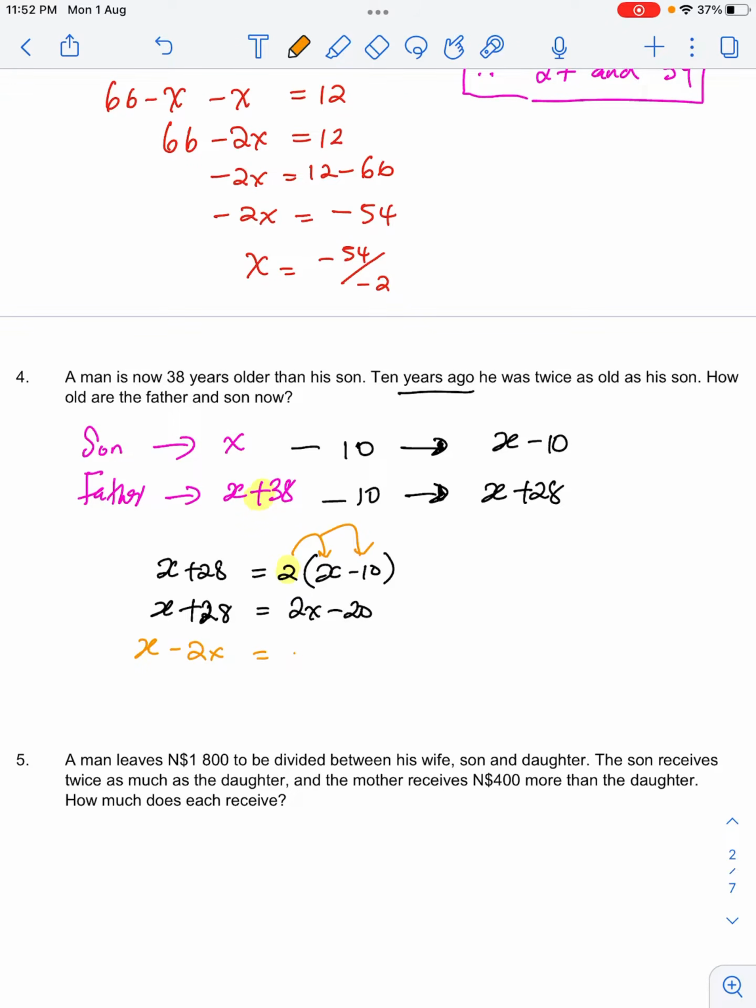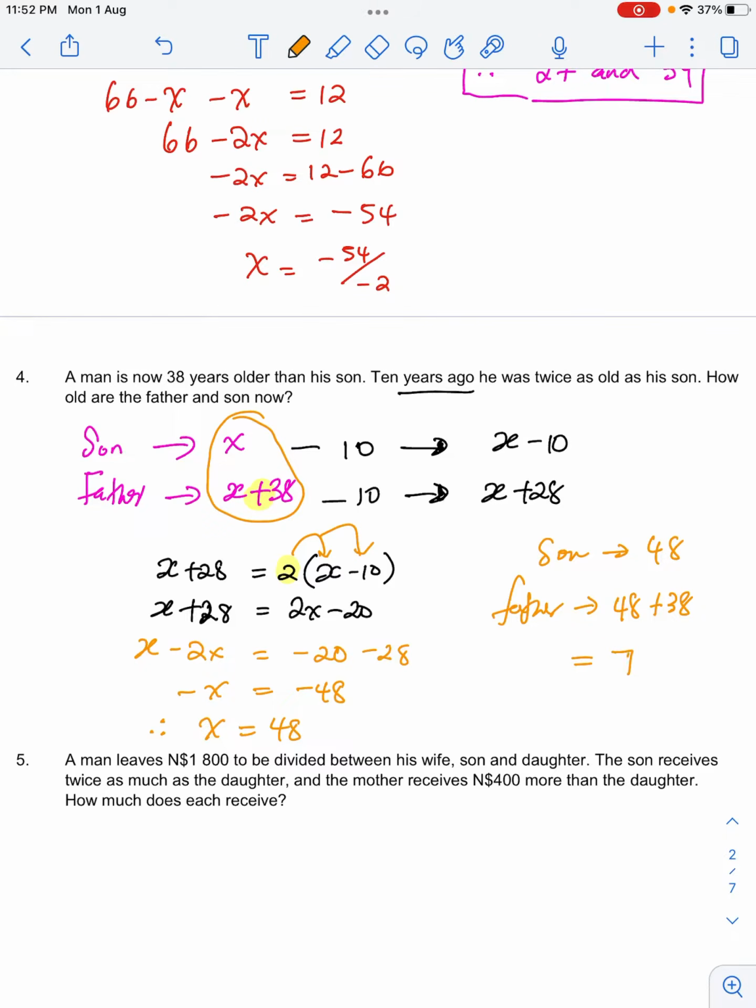Okay, so let's collect like terms. So we'll have minus x is equal to minus 48. Therefore, x is equal to 48, which means the son's age is 48. And the father, because we are interested in their ages now, will be the 48 of the son plus 38, and if you add that, you're going to get 86 as an answer. So the age of the son is 48 and the age of the father is 48 plus 38 more, which is 86. So he's relatively a very old man.